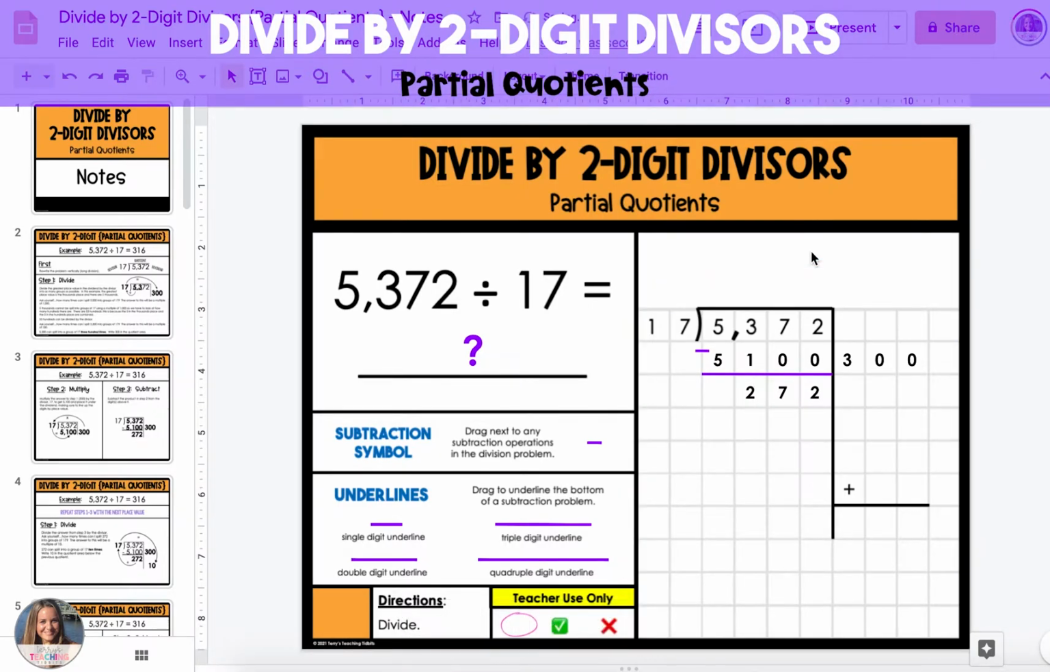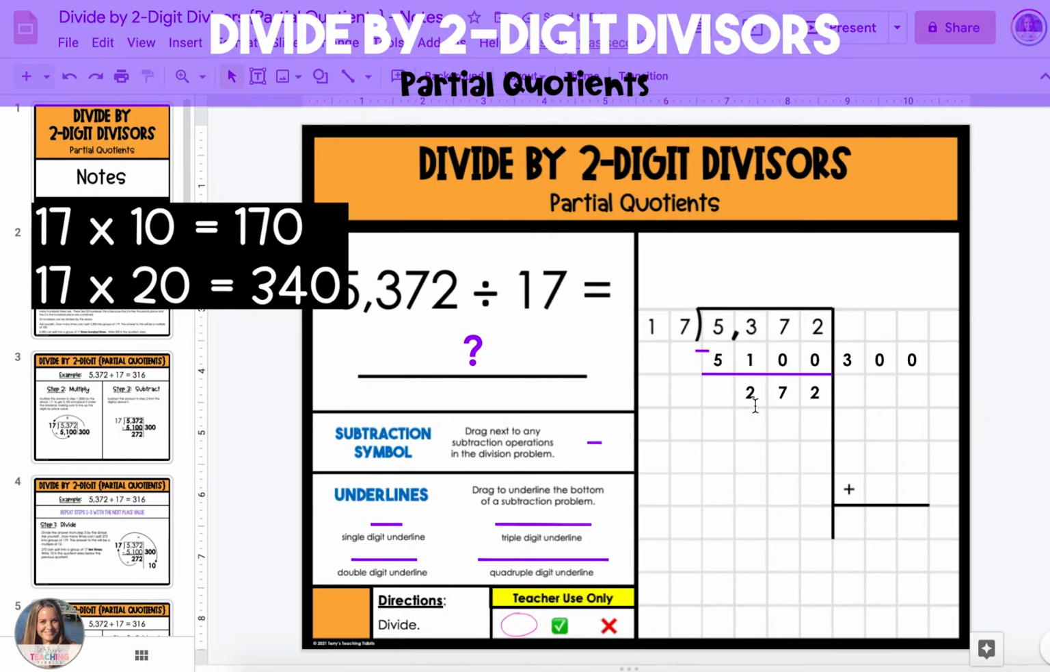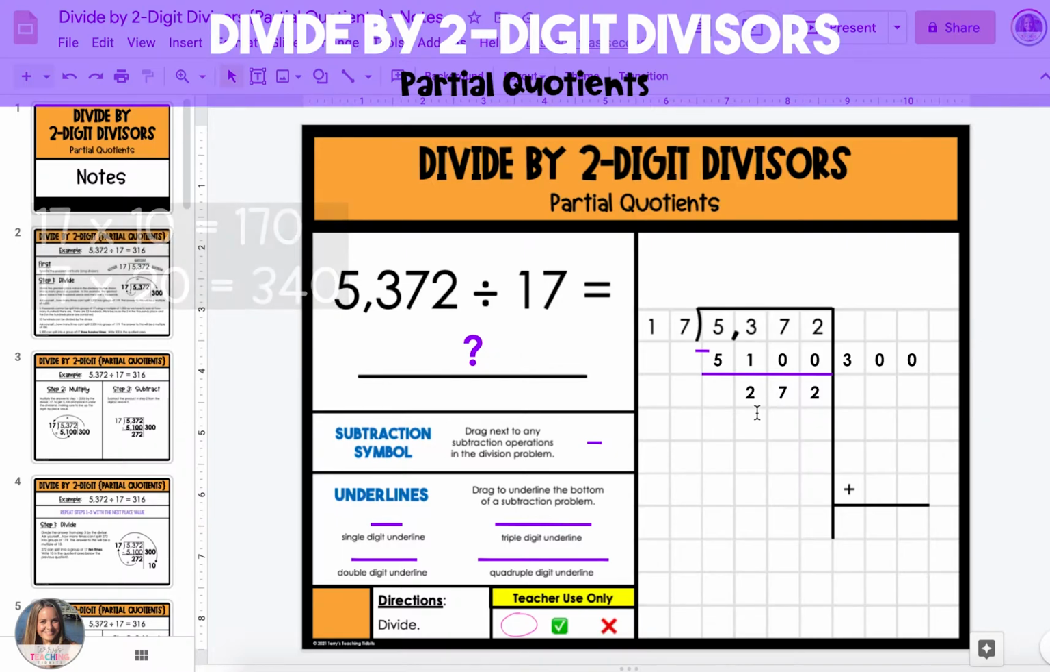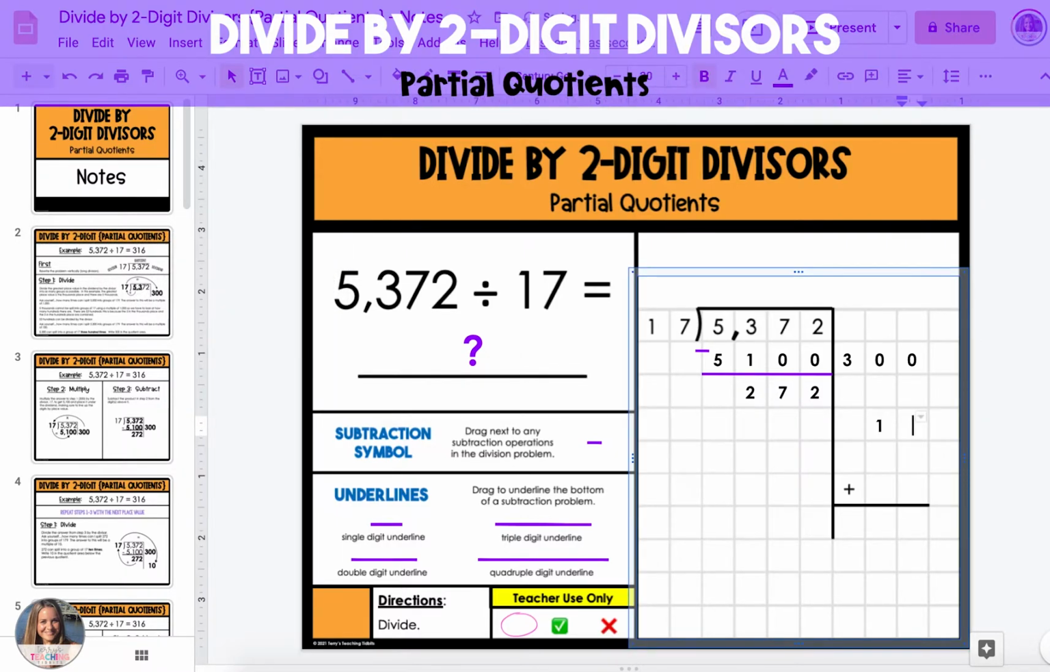Now we're going to divide 272 by 17, and we're going to look for multiples of 10. If we have 10 groups of 17, that's 170. But if we were to have 20 groups of 17, that would be 340, which is too much because it's greater than 272. So 272 can divide by 17 10 times. Put that answer in the quotient area and line it up by place value.